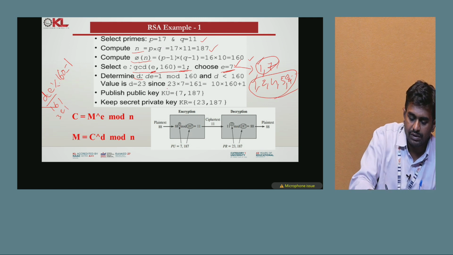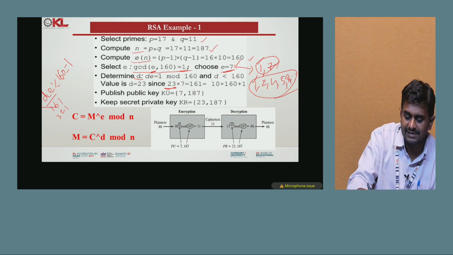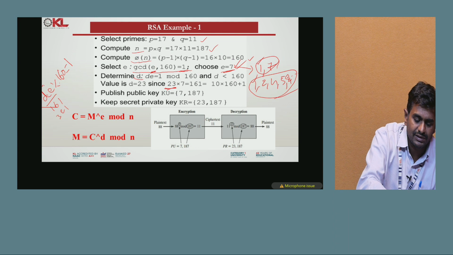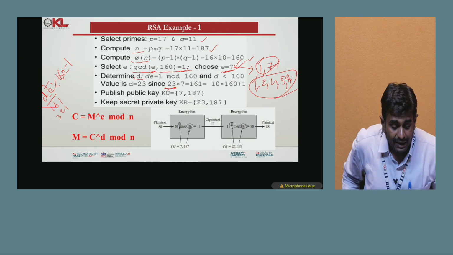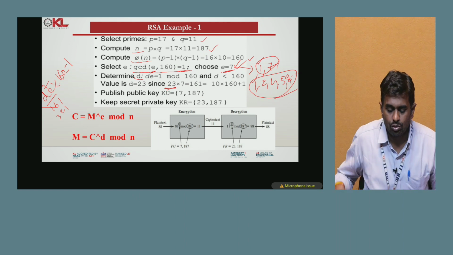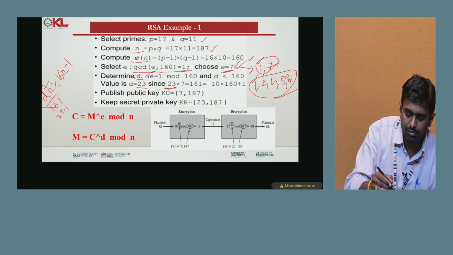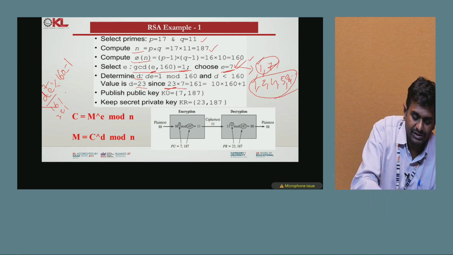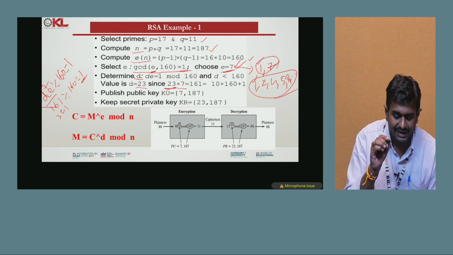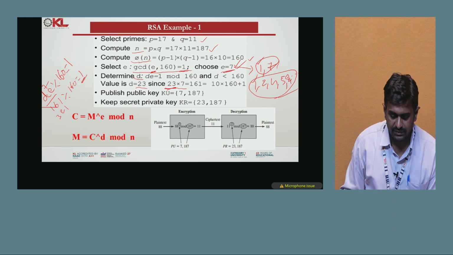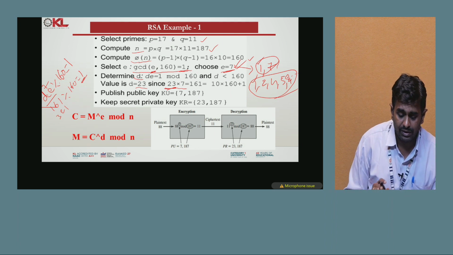Here 23 into 7, 20. If we have already found the e value, that is 7. Now, based on this formula, we can calculate the d value, that is 23. I take the 23 value: 23 into 7 equal to 161. 161 mod 160, that is the remainder, equal to 1. That's why I selected 23 here, based on the formula.